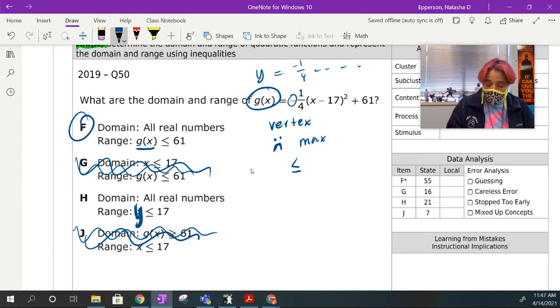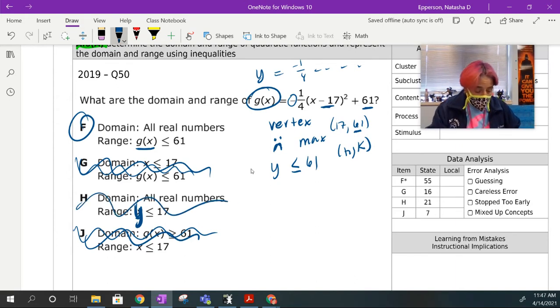But if we wanted to go ahead and look at our numbers here, our vertex is going to be at 17, 61. This K value, our vertex is H, K. So we know that our value of y is going to be less than or equal to 61. There you go. Boom. Easy peasy.